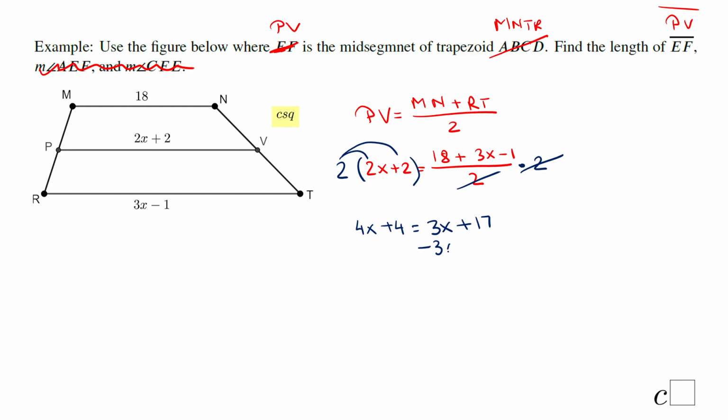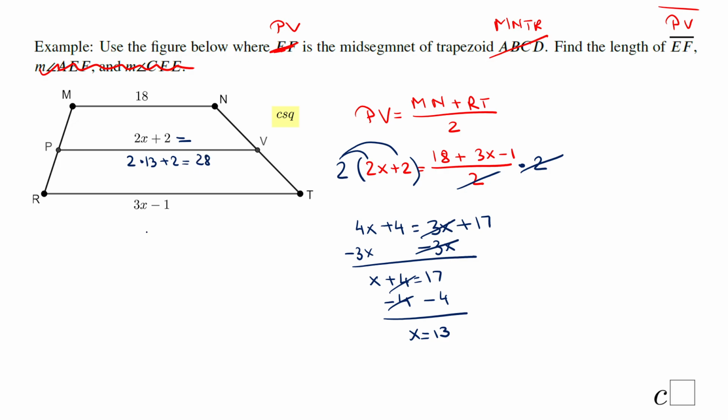Then I'm going to subtract 3x here, and I have x plus 4 equals 17. And the last step for finding x is to subtract 4. We'll end up with x equals 13. Now we don't have to find x, but we have to. We need to find how long PV is, and that will be 2 times 13 plus 2, 26, 28, right? So PV is 28.